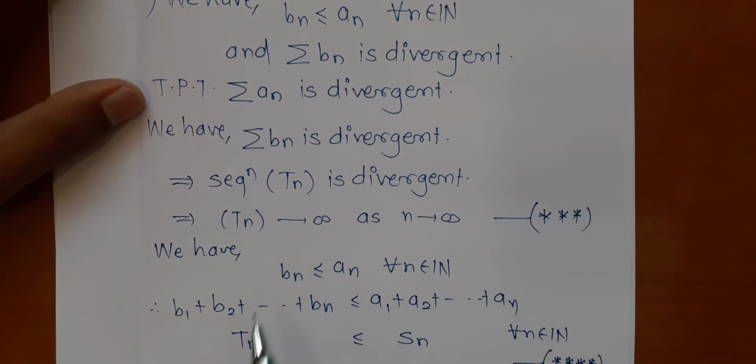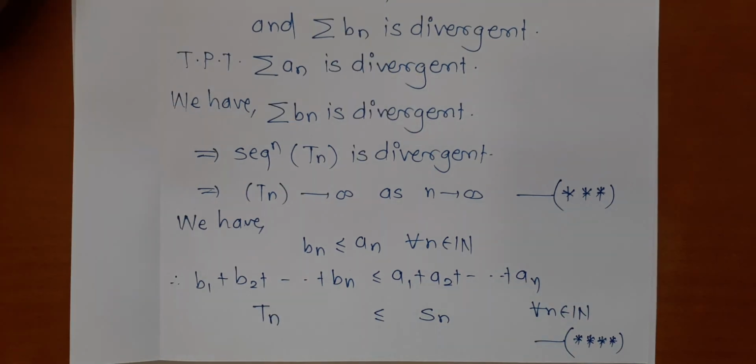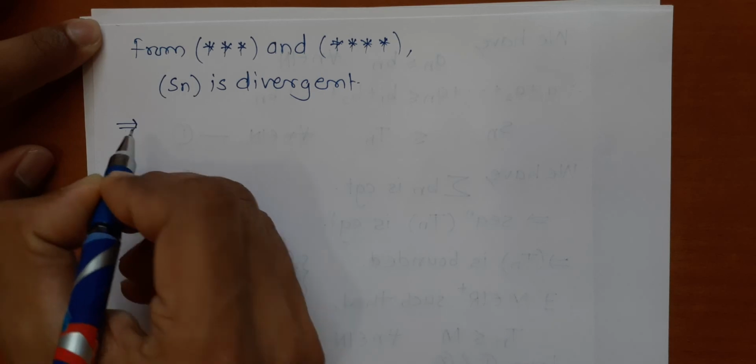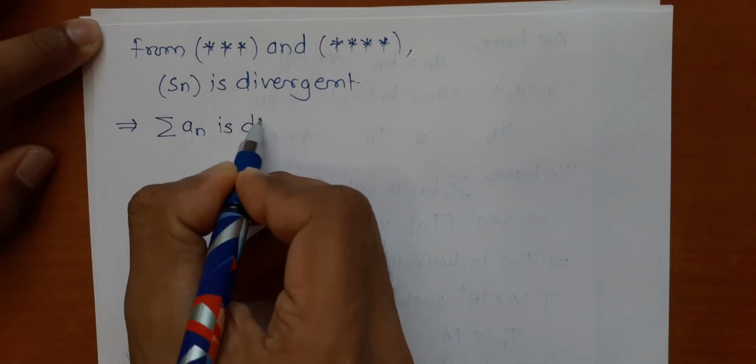Here we are saying Sn is less than or equal to Tn, but Tn is moving towards infinity. Therefore Sn is also divergent and tends to infinity. From triple star and 4 star, Sn is divergent. Since the smaller sequence is divergent, the larger sequence is obviously divergent. Therefore the corresponding series is also divergent. What is the corresponding series? Summation an is a divergent series.